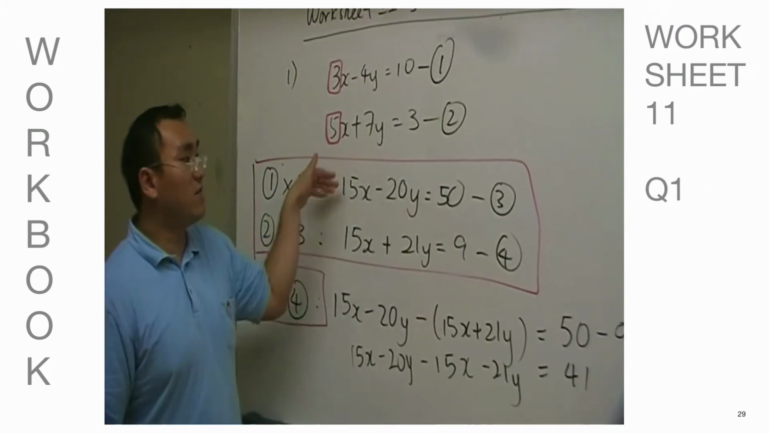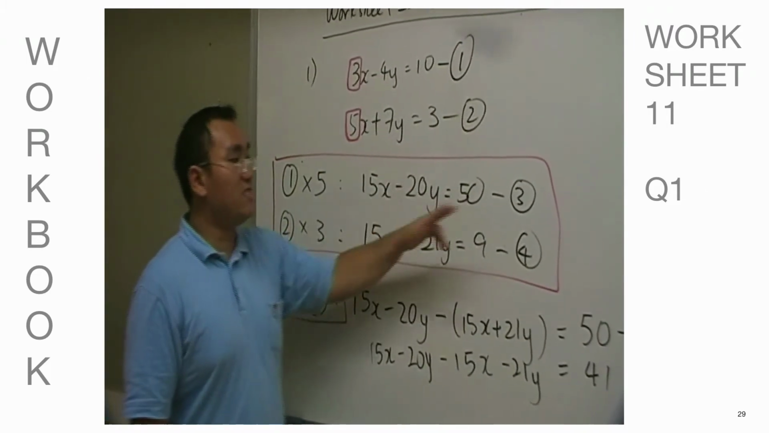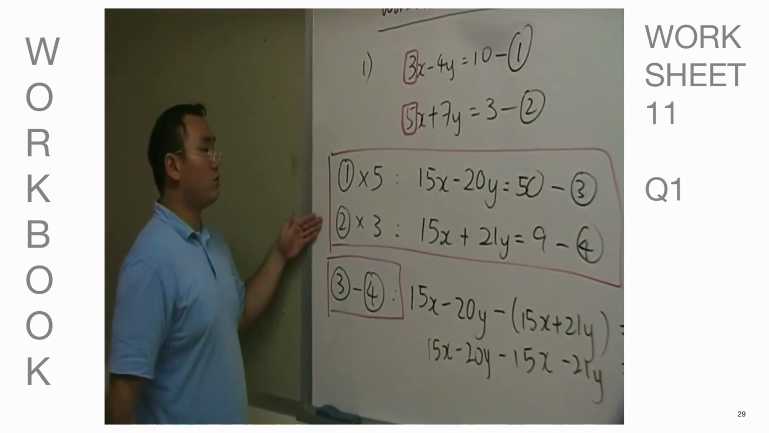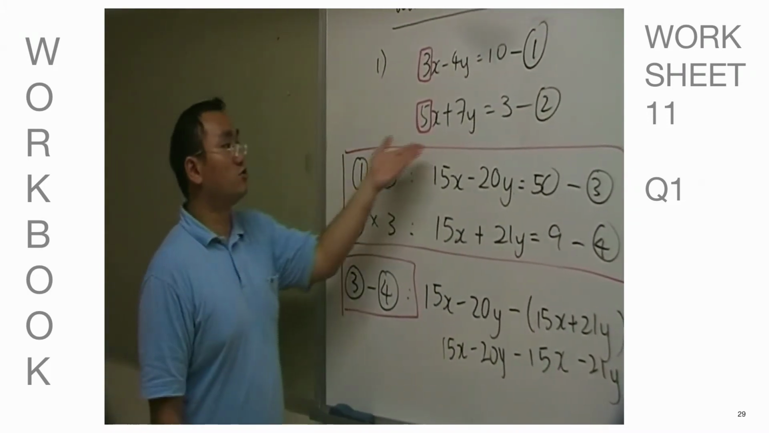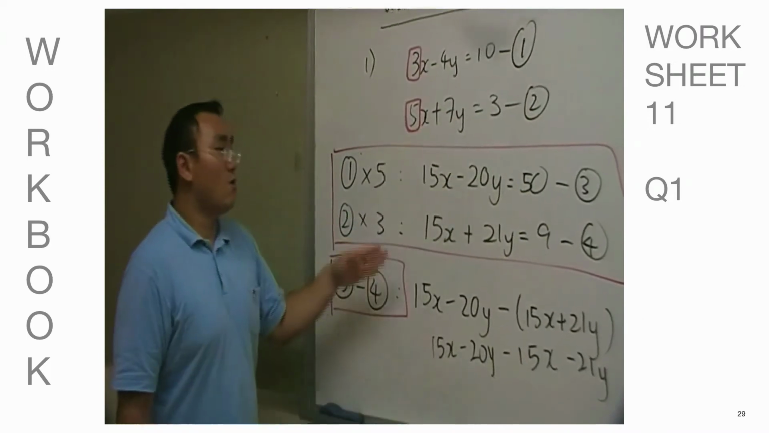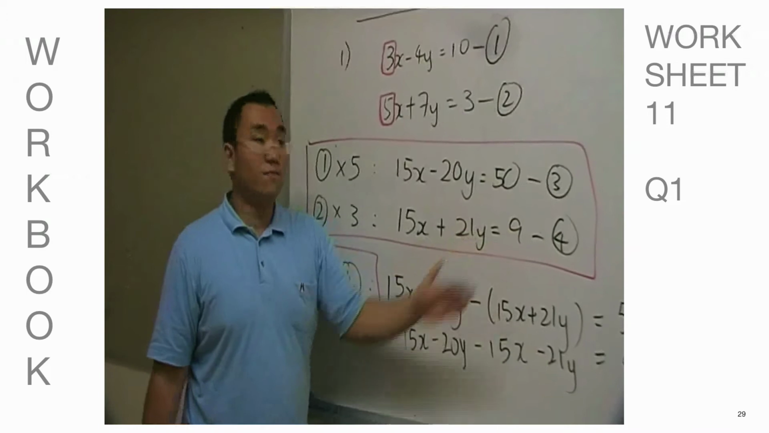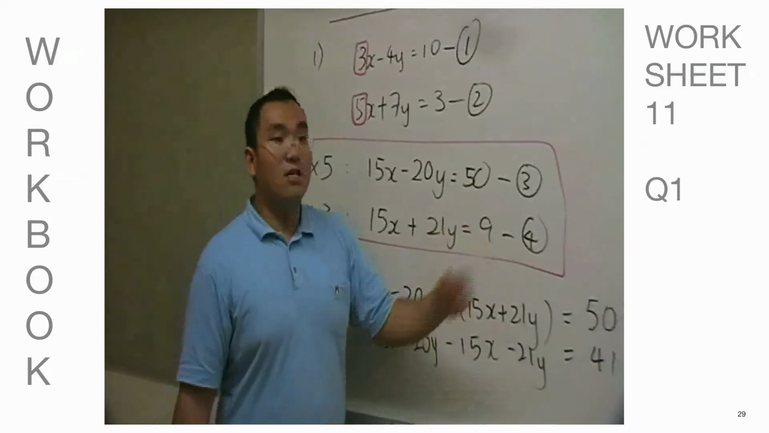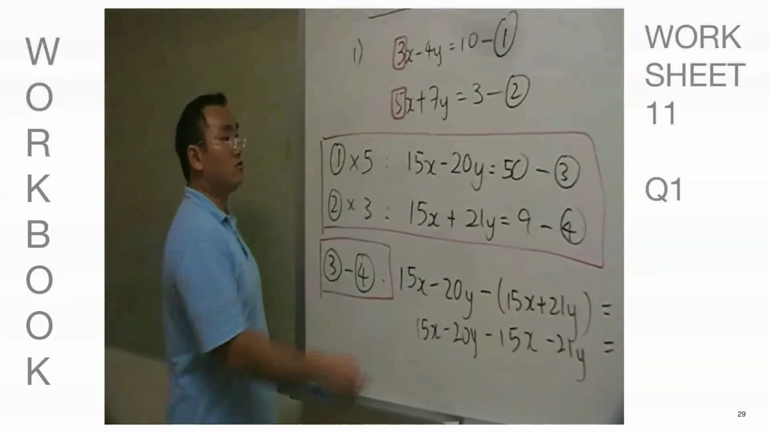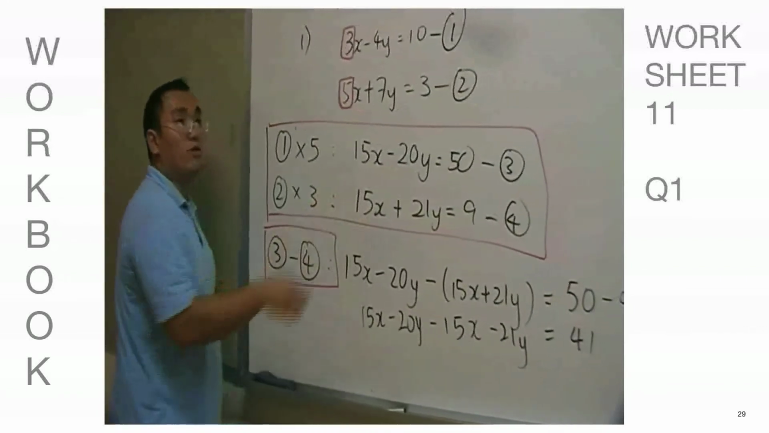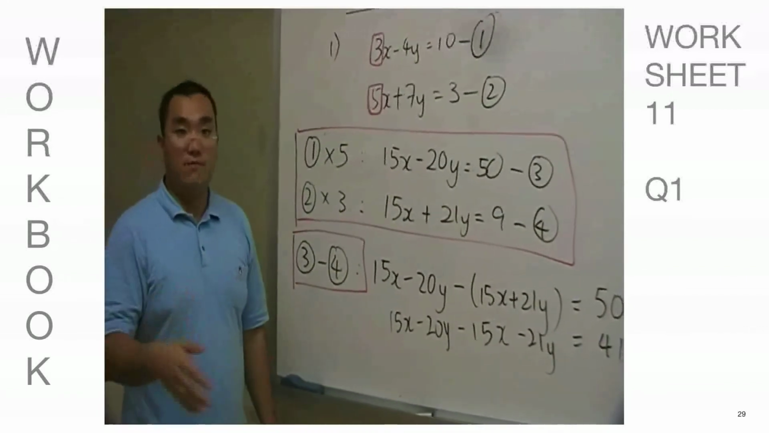Remember, once you get this new equation, we must label it as equation number 3. Similarly, for equation number 2, we multiply by 3 on both sides of the equation, and we will get 15x plus 21y equals 9. Similarly, we will label it as equation 4. Notice that in equation 3 and equation 4, there's a 15, there's a 15. So we can apply the method of elimination.